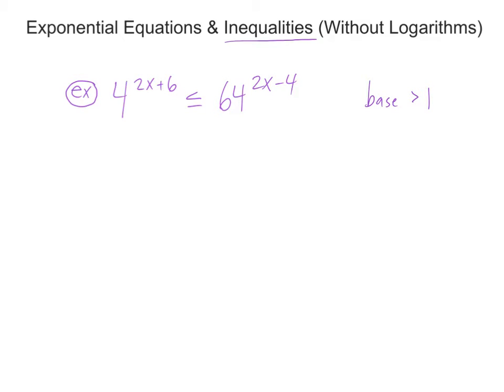Because when the base is a fraction, a number between 0 and 1, the exponential function works differently. It decreases. As long as the base is bigger than 1, I can do exactly the same process, except I'll have the inequality symbol in between instead of an equal sign. But let's do the same thing we've been doing.